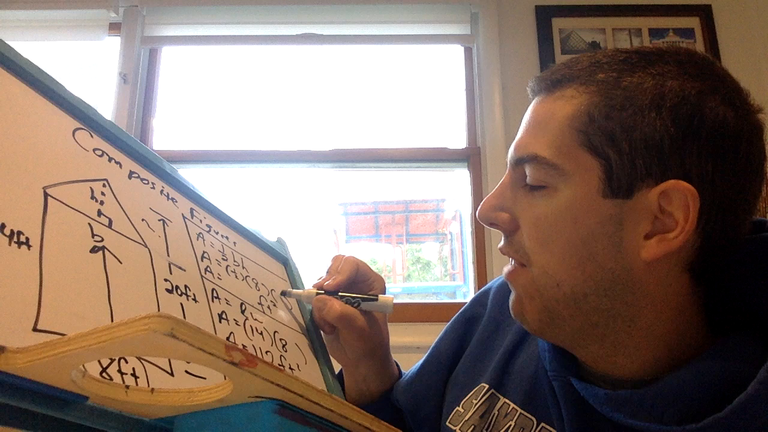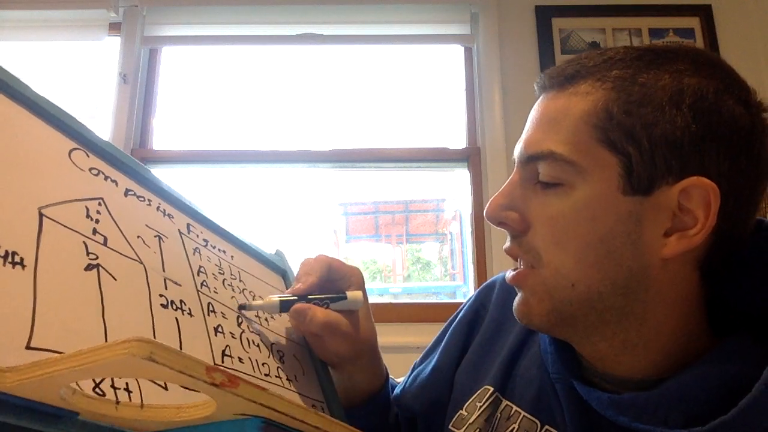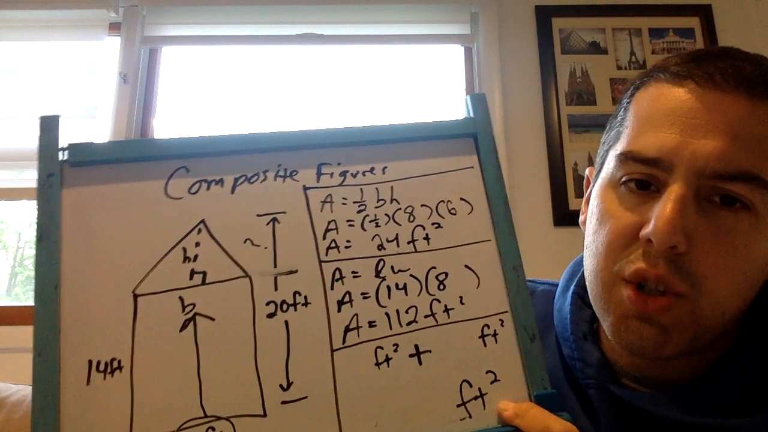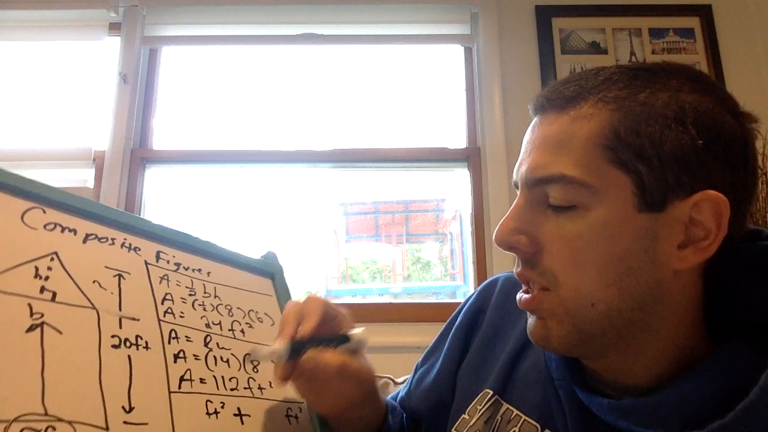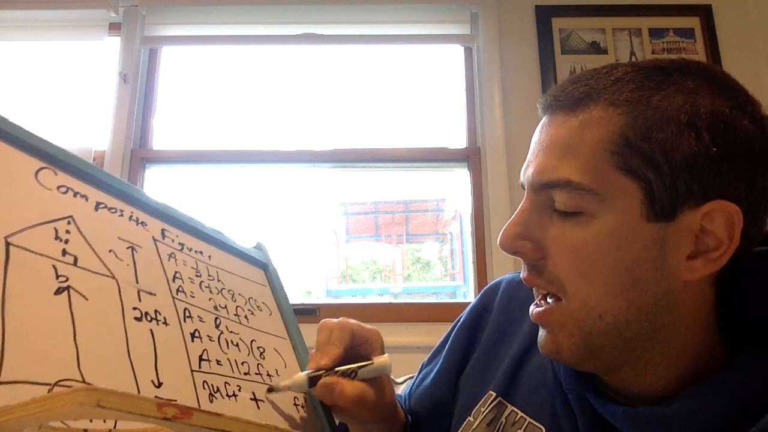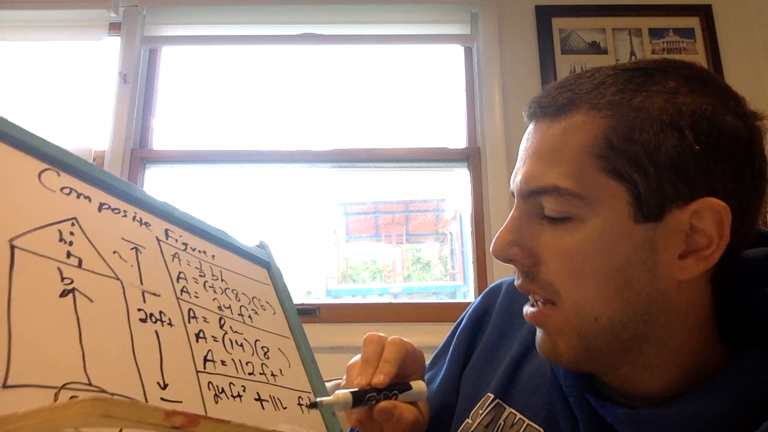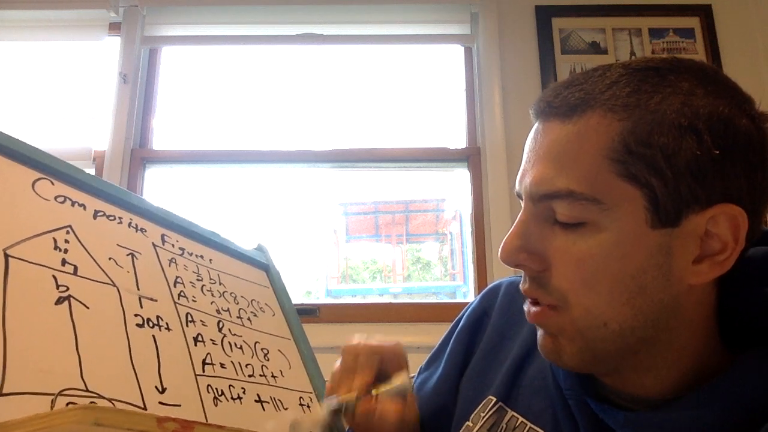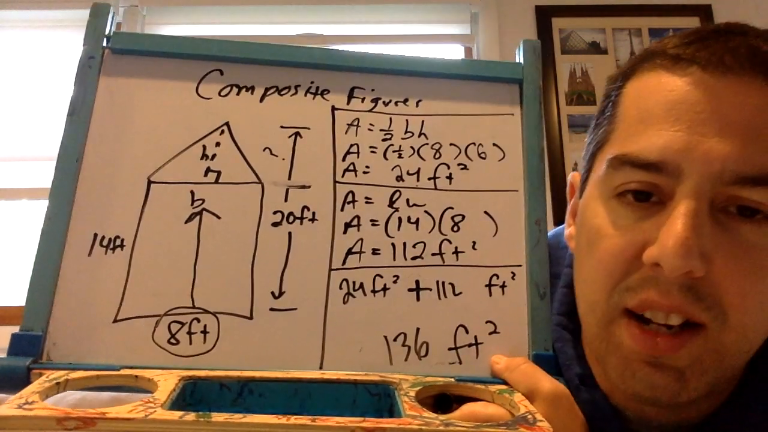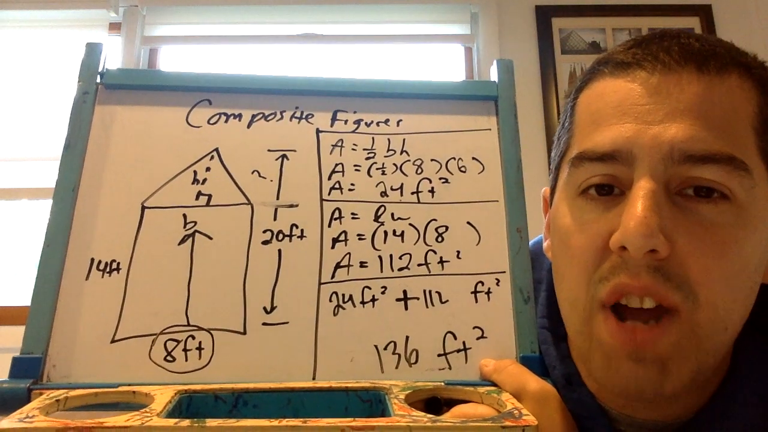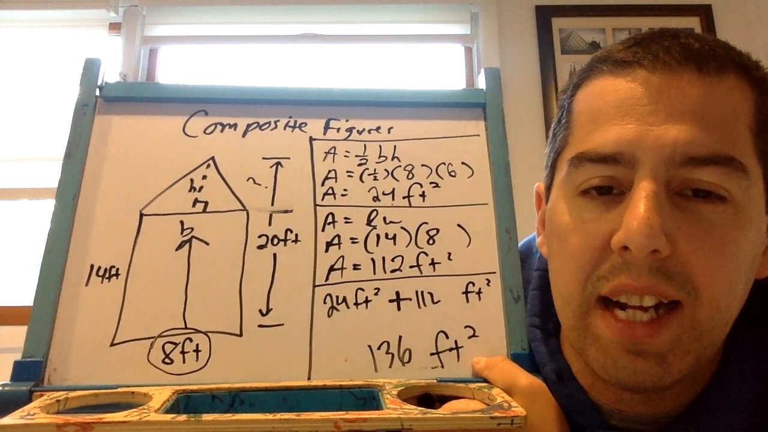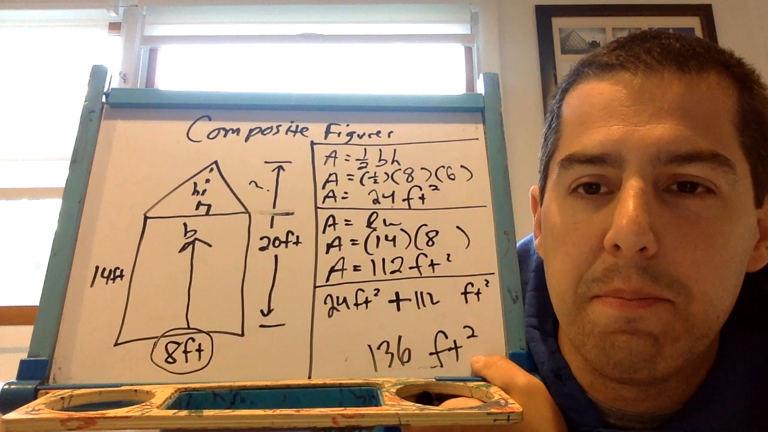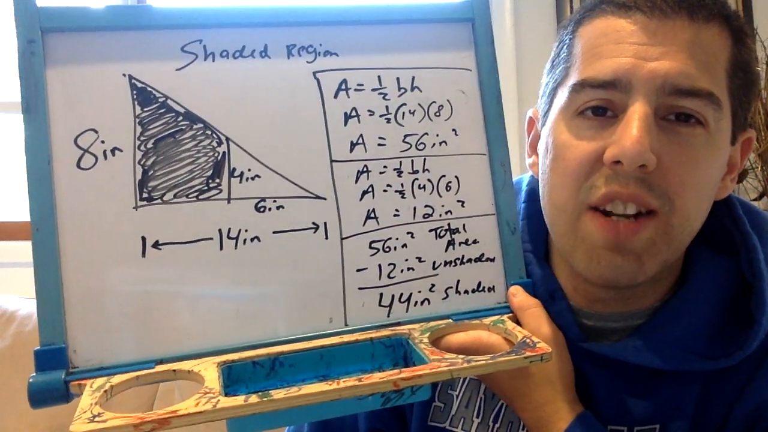So it's 1/2 of 8, which is 4. 4 times 6 is 24. So now it's 24 square feet plus 112 square feet. I add them up and I get, with a little quick mental math, 136 square feet. I added up the area of the triangle and the area of the rectangle, and I got the area of the composite figure.